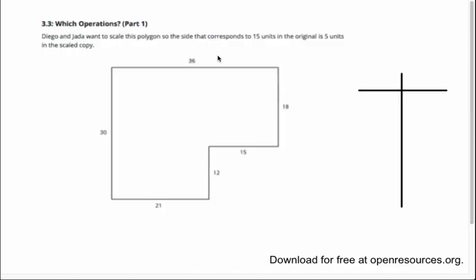Let's move on to thinking about some information if we are trying to find what the scale factor is. It says that Diego and Jada want to scale this polygon right here. It's just a closed shape, so that the side that corresponds to 15 units, so this side right here, is now 5 units in the scaled copy.